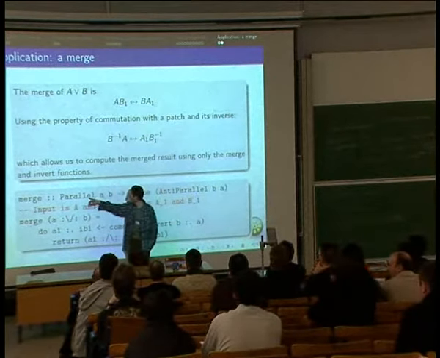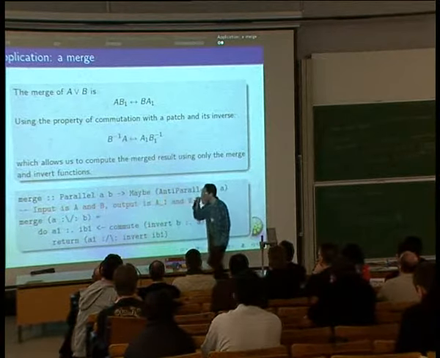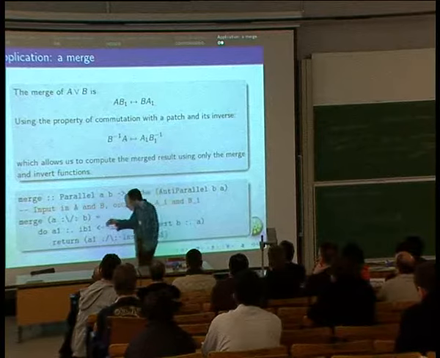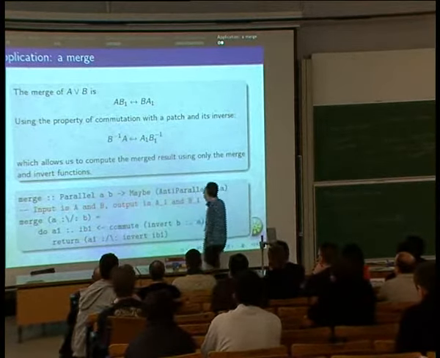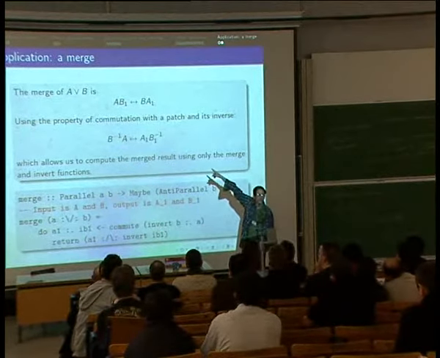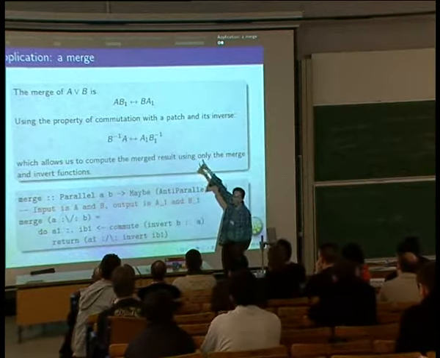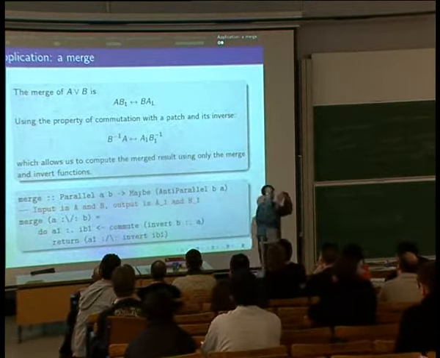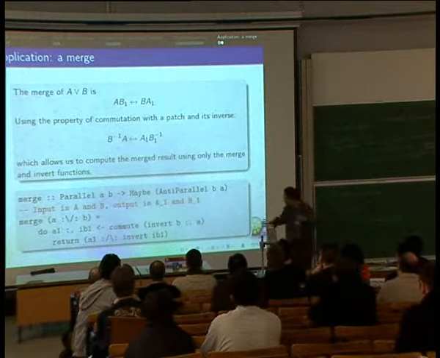So here's the code now to run the merge. If you have two parallel patches, A and B, it gives you anti-parallel patches, B1 and A1, which is to say that the original patches A and B are parallel, but the final patches B1 and A1 are anti-parallel, because the final state of both merged possibilities is the same final state.